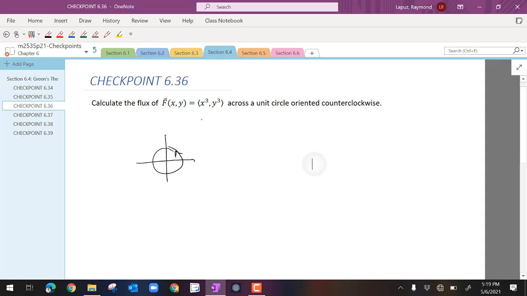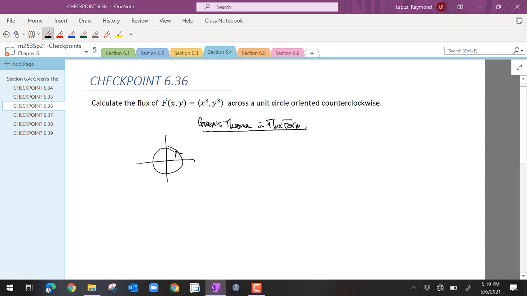And let's write our Green's theorem. But this is actually a special case of Green's theorem. We call it Green's theorem in flux form. And there's going to be another name for this later on. Later on, it's going to be called the divergence theorem, but we'll see how that ties in with the name.